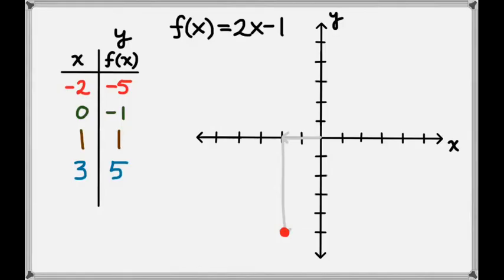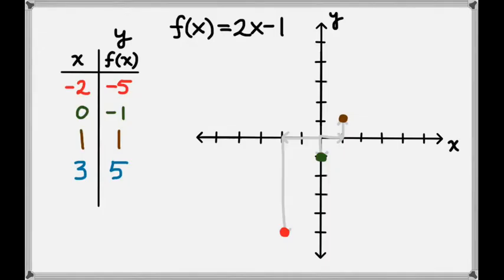Now let's look at the point 0, negative 1. Well, 0 means we don't go to the left or right at all, and the negative 1 means that we go down by 1. So this is the point 0, negative 1. So this is another point on our graph of f of x. How about 1, 1? Well, that means we go to the right by 1 and up 1. So here's another point on our graph of f of x, the point 1, 1.